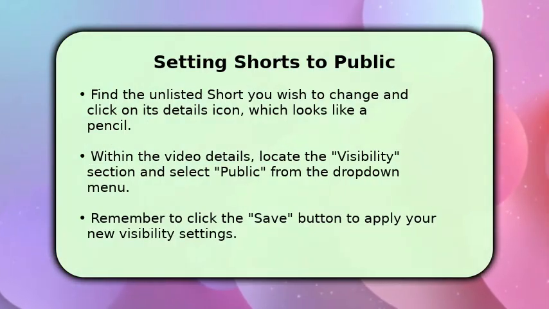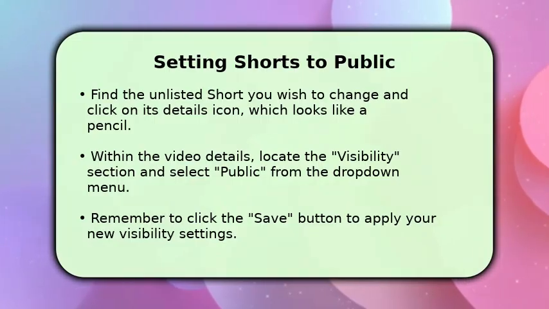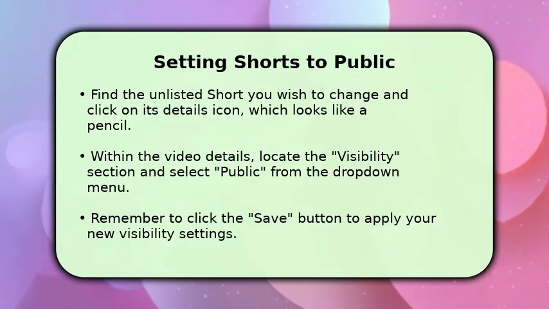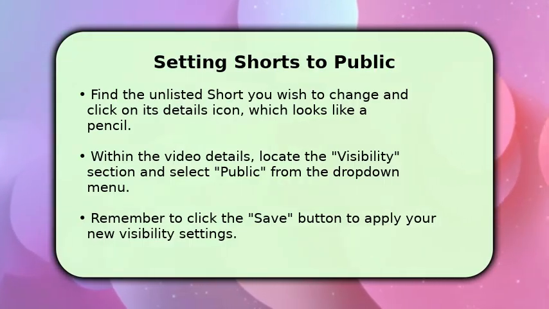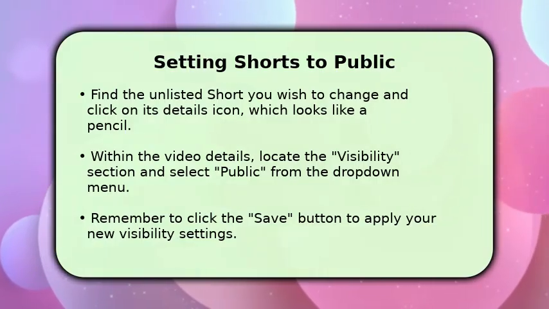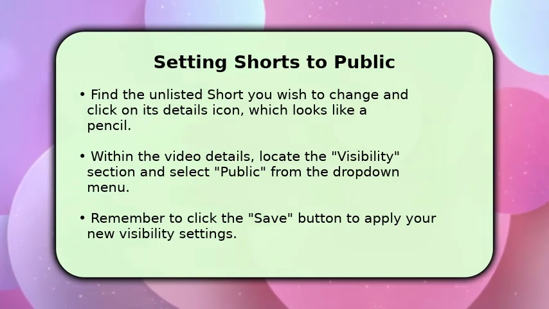Now find the specific short you want to make public. Hover over it and click the pencil icon, which opens the Details page. On this page, scroll down until you see the Visibility option. It will likely show Unlisted. Click on this and choose Public from the available options.